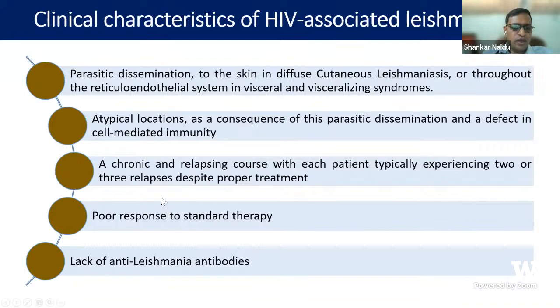HIV and leishmania co-infected patients have multiple relapses even after giving proper treatment for leishmaniasis. They also have a poor response to standard therapy. And they also don't develop anti-leishmania antibodies. So this might challenge the diagnostic modality that we use for diagnosis.